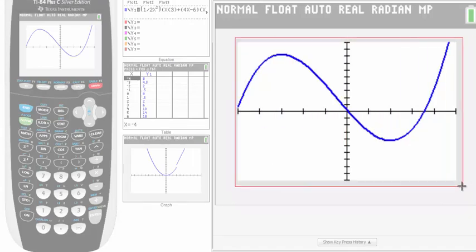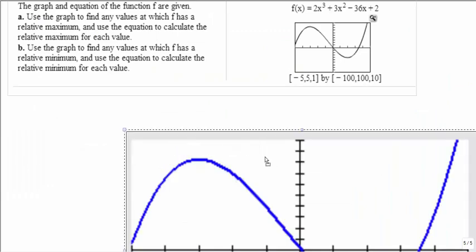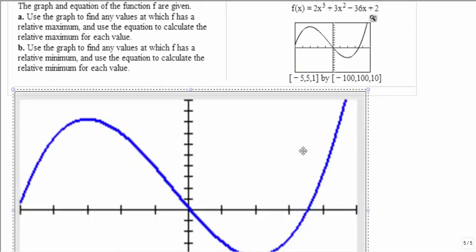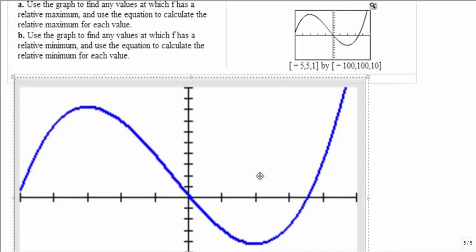So let's go ahead and look at this graph and try and determine the things that they wanted us to find from this graph. This is a little bit larger than the one that they gave us. Okay, so it says use the graph to find any values at which f has a relative max and use the equation to calculate the relative max for each value.